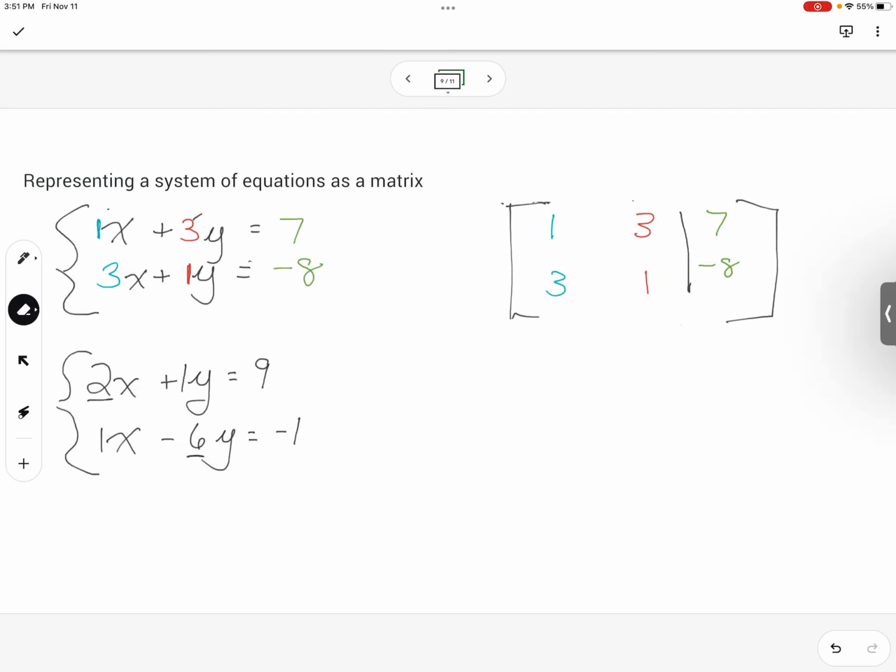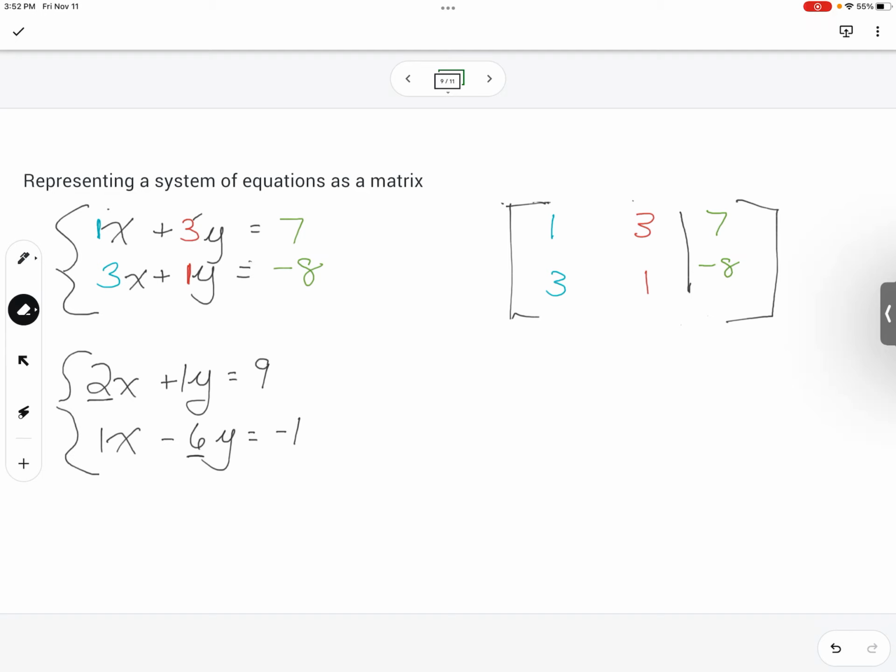Okay, Algebra 2. I promised you that we could represent systems of equations as matrices, and here is a look at how we do that. Now, why it works and how we're going to use these matrices will be the subject of future videos, but for now, let's just get familiar with how to represent a system of equations as a matrix.